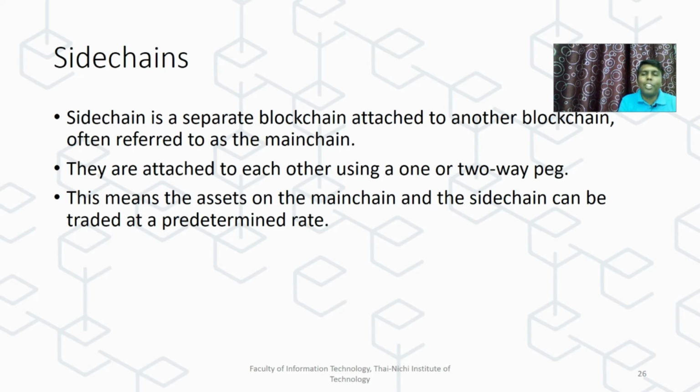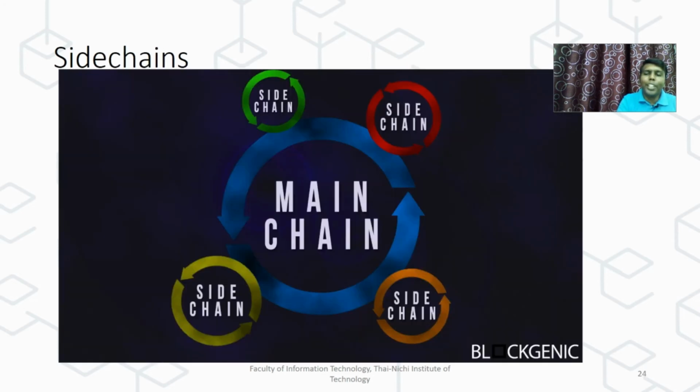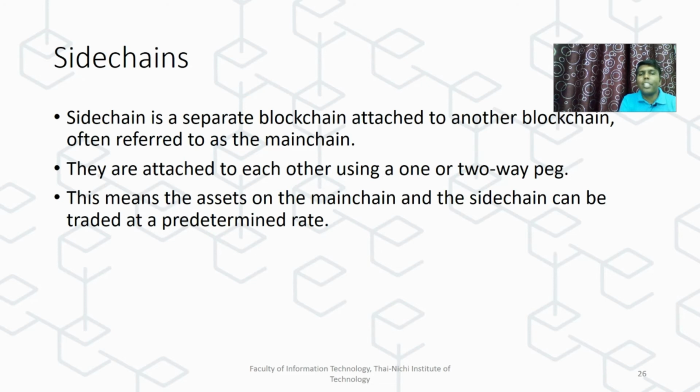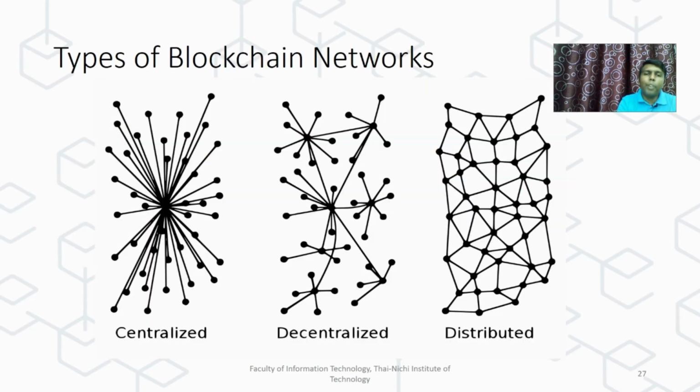That is why we call the main blockchain network the main chain, and these smaller networks sidechains. They are attached to each other using a one-way or two-way peg. You can make it a one-way transfer or a two-way transfer of transactions between the main chain and the sidechains, it's up to you. This means that the assets on the main chain and the sidechain can be traded at a predetermined rate. You can fix the rate for those assets.